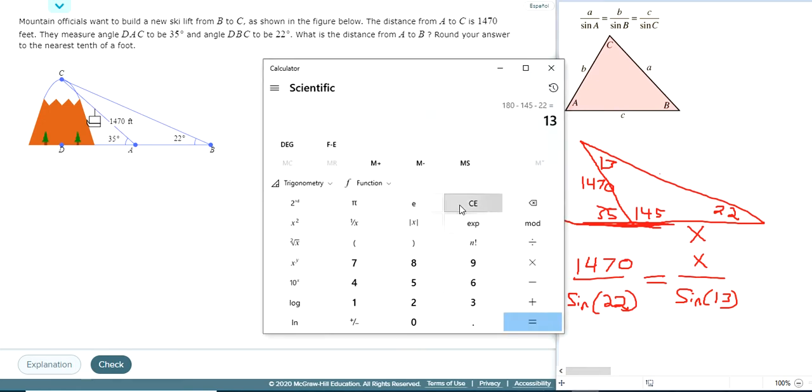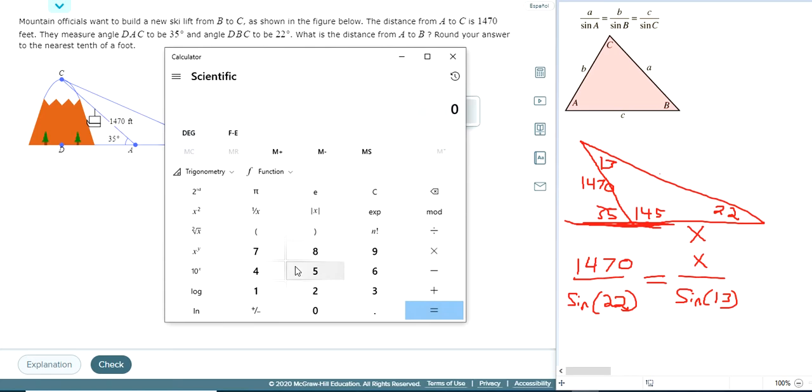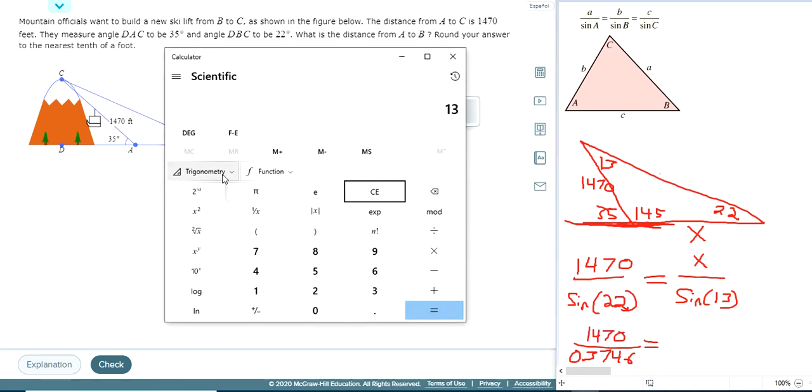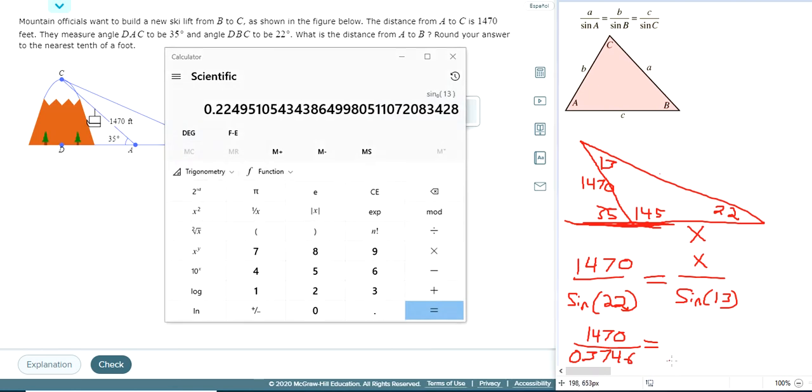Okay, what you can do is, making sure your calculator's in degrees, you can convert sine of 22 to a decimal. 0.3746. And then sine of 13, let's convert that to a decimal. 0.225 when we round to 4 decimal places, because that 9 rounds up. And then this is x.